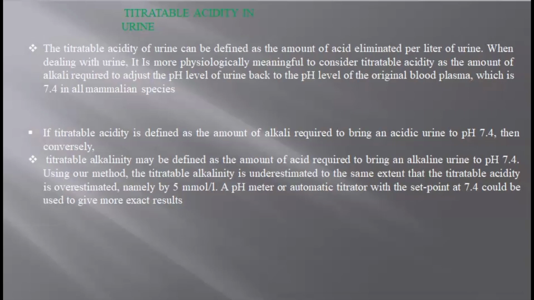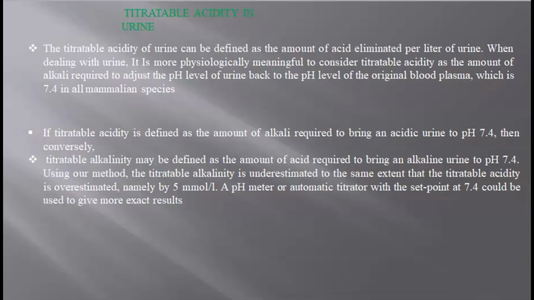The original blood plasma pH is 7.4 in every mammalian species. If the urine is more acidic than this 7.4, the amount of base that will be required to adjust the pH back to that of the original blood plasma of 7.4, we refer to as titratable acidity. Listen carefully as we proceed.